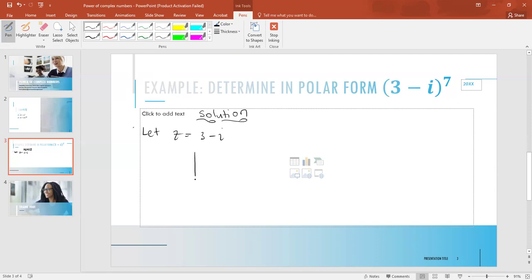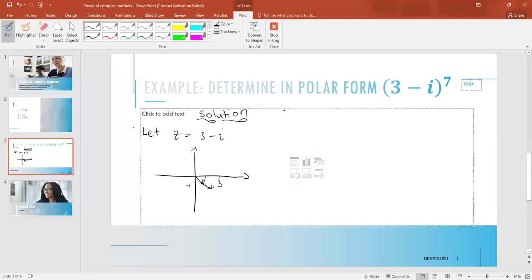Once more, we always need to find in which quadrant this complex number lies. 3 is the real part here and minus 1 is the imaginary part. So 3 can be somewhere here and minus 1 can be somewhere here, so our complex number lies here. Can you see? It is indeed in the fourth quadrant, and angles in the fourth quadrant are measured in the clockwise direction. Remember from our previous video.